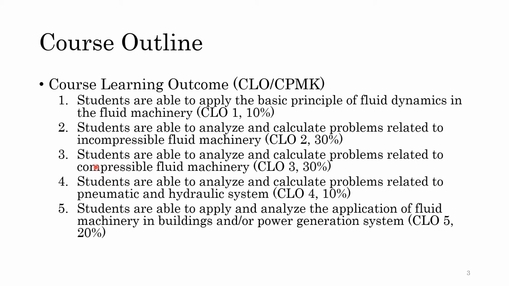Third, students are able to analyze and calculate problems related to compressible fluid machinery. This is the third CLO, and it also weighs 30% of your final mark. The fourth CLO is that students are able to analyze and calculate problems related to pneumatic and hydraulic systems. The fourth CLO weighs 10% of your final mark. The last CLO is that students are able to apply and analyze the applications of fluid machineries in buildings and/or power generation systems. The fifth, or final, CLO weighs 20% of your final mark.